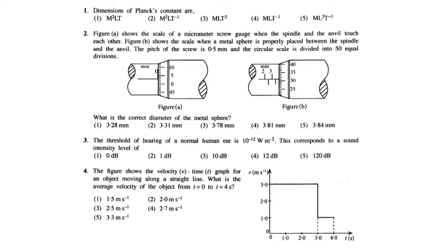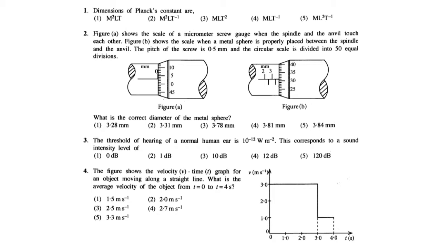Question number 2. Figure shows the scale of a micrometer screw gauge. Figure A shows the zero error of the instrument. Figure B shows a reading of a diameter of a sphere.